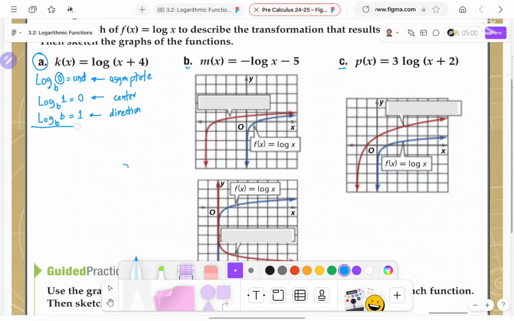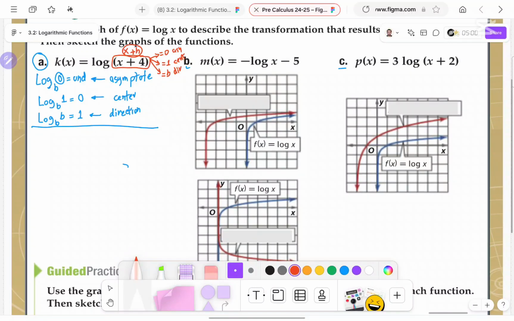What must I do with these rules? I have to take the part inside the bracket, which is x plus h. I always take this part, and the first time I set it equal to 0 to find the asymptote. Also I set it equal to 1. Why equal to 1? To find the center. And also I set it equal to b, to find the direction.